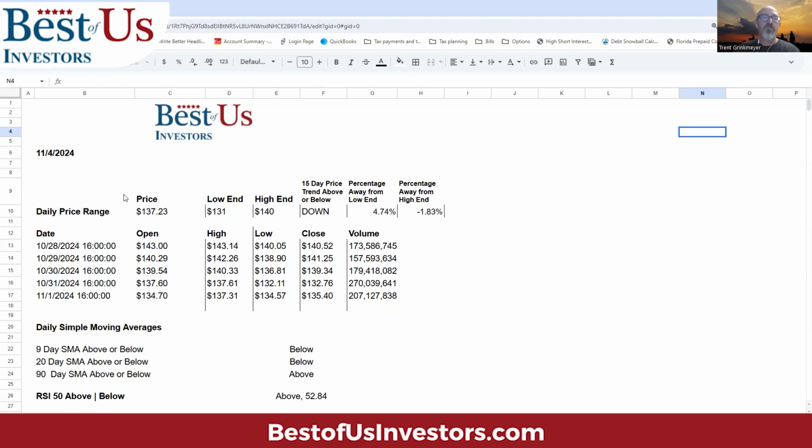As you can see, today on the 4th, our low end projection is $131 and a high end is $140. We also look at the 15-day price average. If the price is above the 15-day price trend, it'll say up, and if it's below, it'll say down. Really simple to understand. Over here, this is the percentage away from the low end. The stock price percentage away from the low end of the range is 4.84% today.